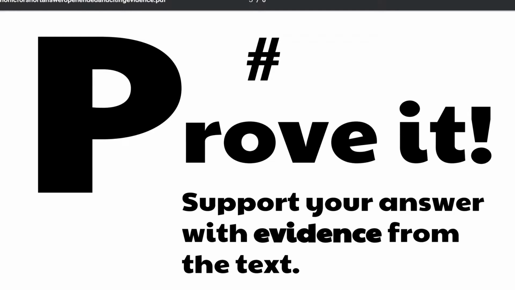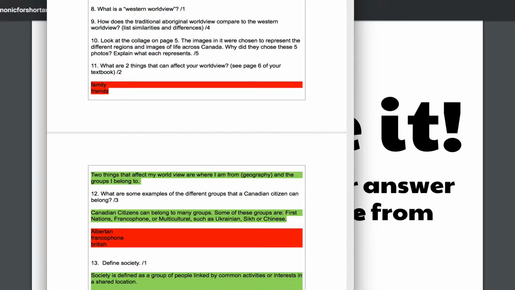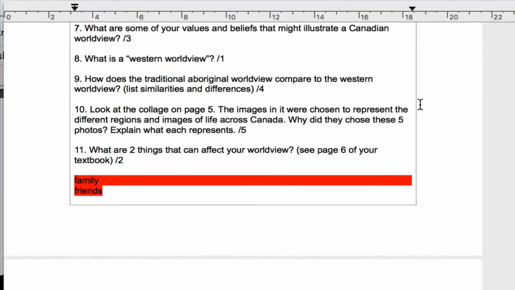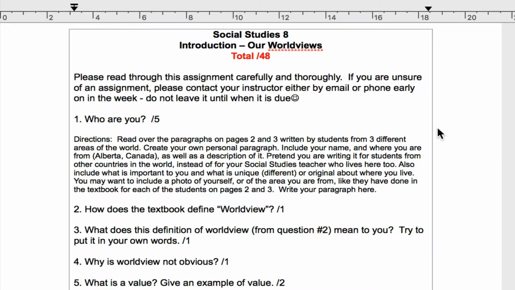So let's take a look at this week's short answer questions for grade 8. As you can see here, I've highlighted some things. This is the grade 8 social studies introduction activity. In each grade, you have very similar questions relating to your content, but it's the same layout. You have questions from the readings that you're supposed to be answering. So as you can see here, I've got a few examples.